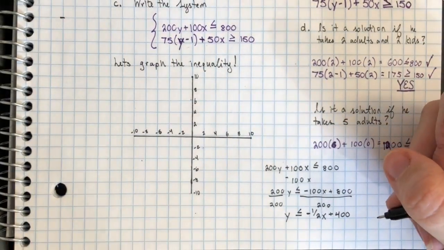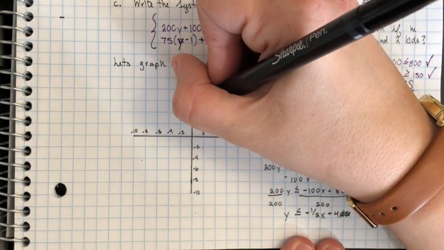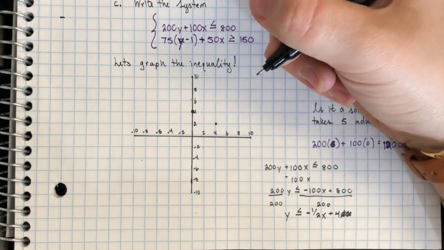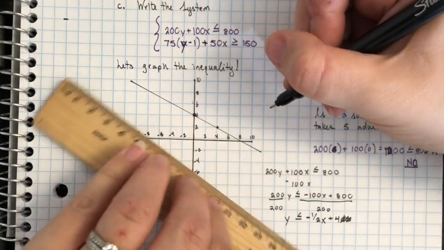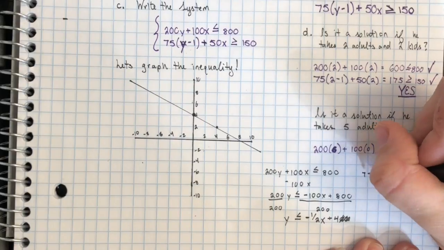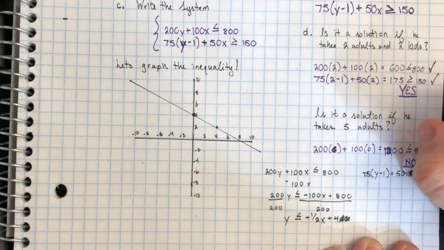So by moving the x term over to the right-hand side and then dividing by 200 to remove that coefficient from y, I get a y-intercept of positive 4 and a slope of negative 1/2. So I draw my line. And because my inequality is less than or equal to, that is going to be a solid line.